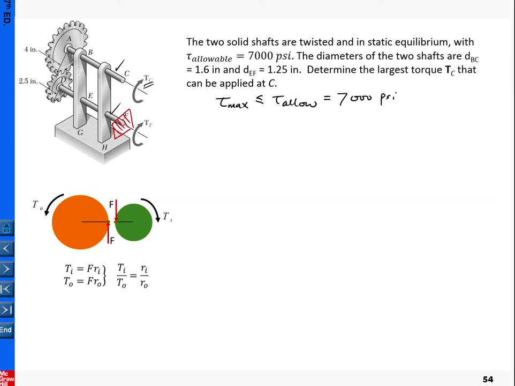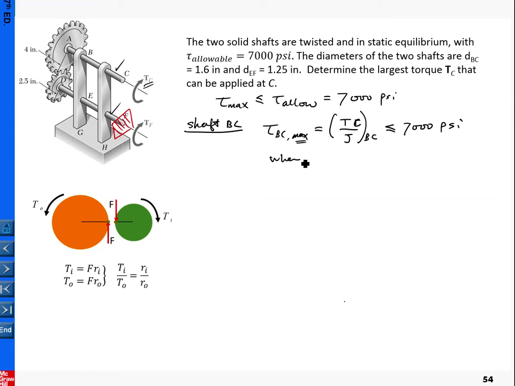So now let's check the shaft BC. We check one by one. In shaft BC, the maximum stress we know is TR over J. Because we're looking for the maximum, here I simply replace R by the radius C. So that is everything pertaining to shaft BC here, and this one is less than required by the design criteria, less than or equal to 7,000.